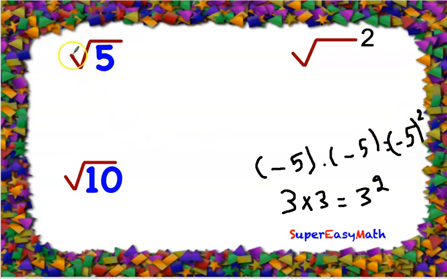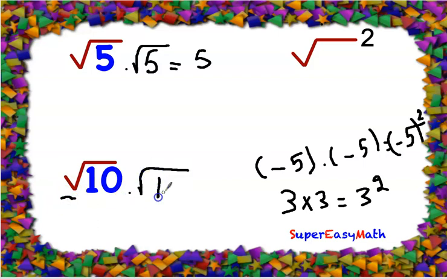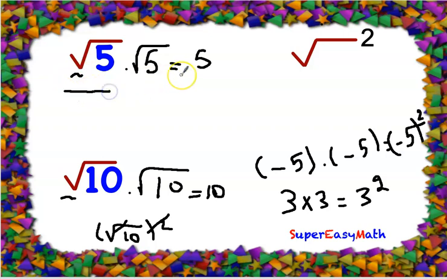If we apply this rule to square root of 5, square root of 5 multiplied by square root of 5, we will get square root of 5 square, which is equal to 5. The same for square root of 10. To remove this square root, just multiply the number by itself. We will get square root of 10 square. The square will remove the square root and we will get 10. So as you notice, the only way to remove the square root is to multiply the number by itself.